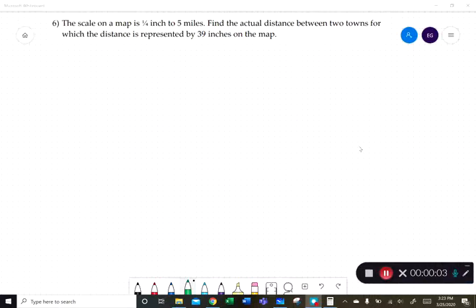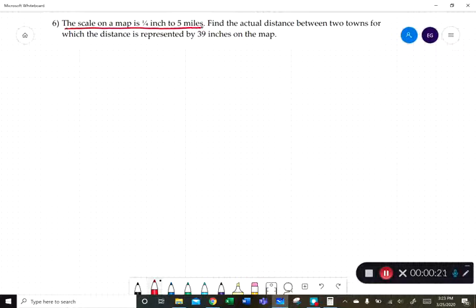The scale on a map is 1/4 inch to 5 miles. So every 1/4 inch on the map is 5 miles in real life. All right, so before we even move on to the problem, what we have here in that first sentence is a ratio.